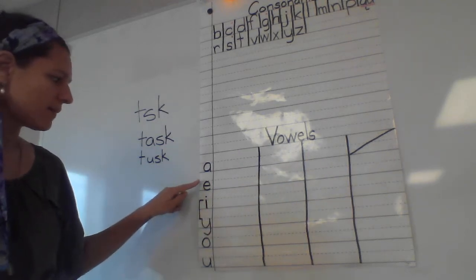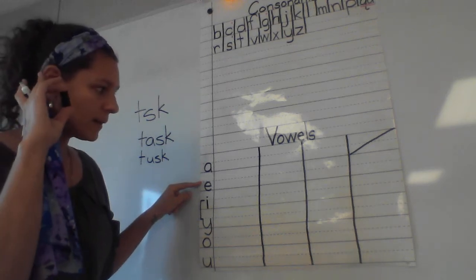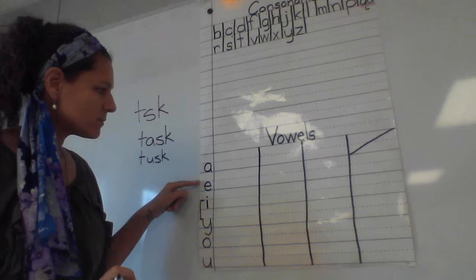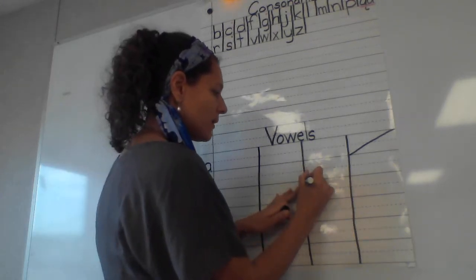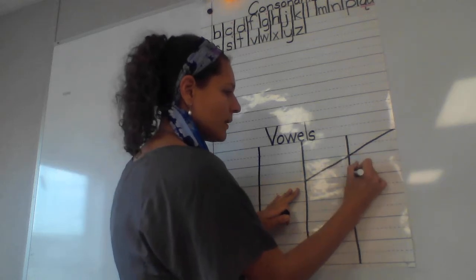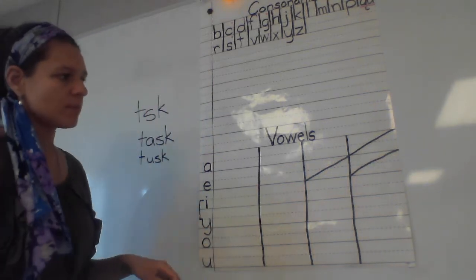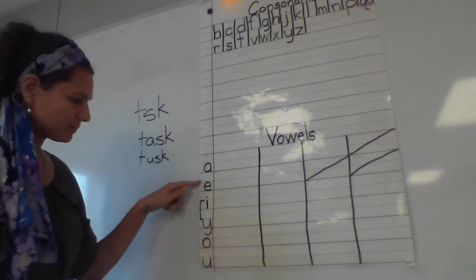All right, how about this one? How many sounds does this have? Say them for me. Good. E. This one only has 2 sounds. So we can cross out through here and then through here. Right, this helps us to remember this one only has 2 sounds.